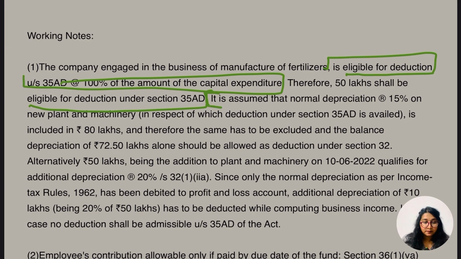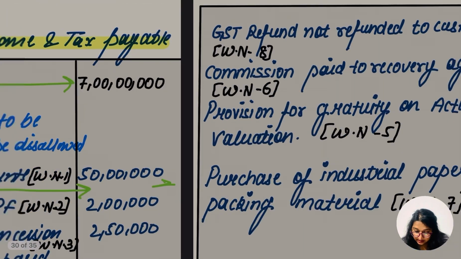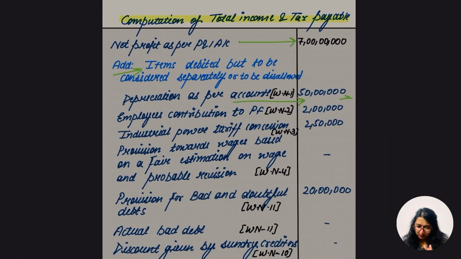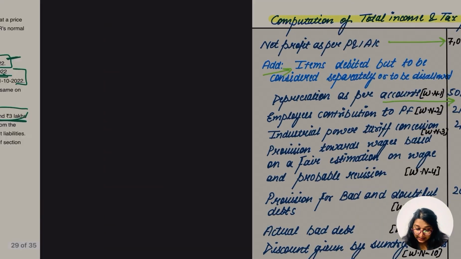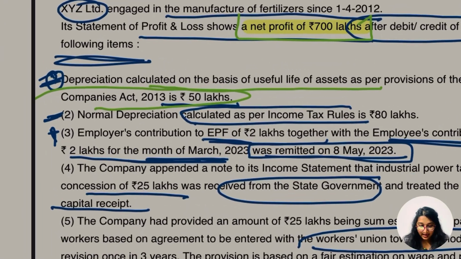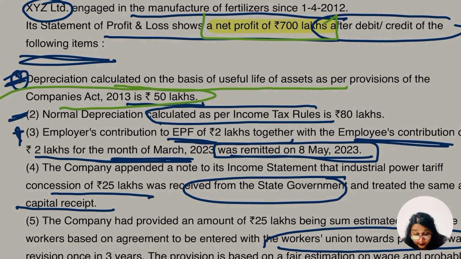There is some other point, so let's take it. This much was clear to us. Let's go for the second point. They are saying the normal depreciation calculated as per the income tax rules is to be deducted. I'll take this point later. Give me a little more time, guys. I'll tell you later. Let's go for the next part.